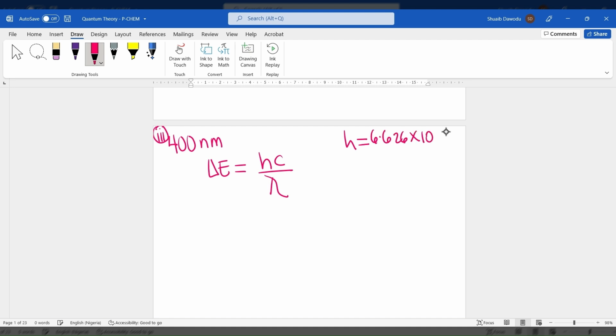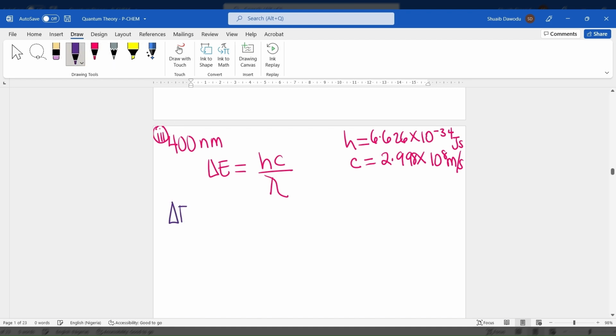And I keep writing all of these constant values because you may have one of those professors that don't give them to you, and you have to memorize them to work with them in a test or quiz or an exam. So the speed of light is 2.998 times 10 to the power of 8 meters per second. And of course, we know what lambda is, our wavelength.